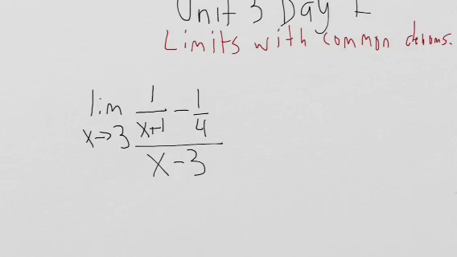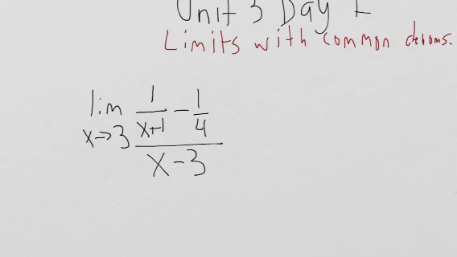Another type of algebra limit that we run into is one where we have to find a common denominator. Again, note that if you plug in 3 here, you get 1 over 3 plus 1, which is 1/4. So 1/4 minus 1/4 is 0 on top. 3 minus 3 is 0 on bottom. Oh, 0 over 0, that's going to be a hole in this function.